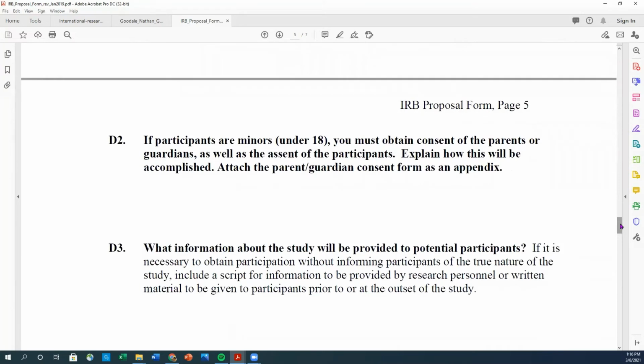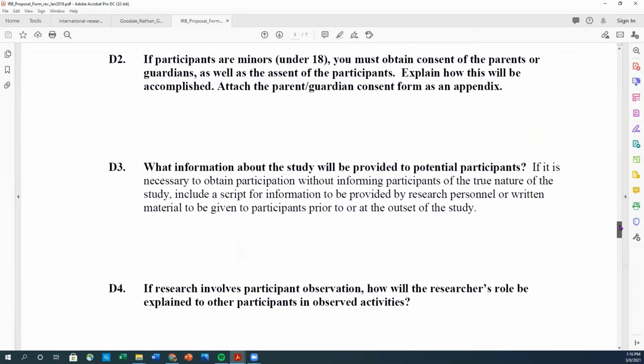Now D2 is about getting parental consent if you're dealing with minors. Remember that parents must consent to the research and the minor child must assent to it. If you're dealing with very young children, this will commonly be done orally because maybe they're not reading yet. And you then have to create a written script for a child level of comprehension. Not to beat a dead horse, but that script has to be included with your protocol.